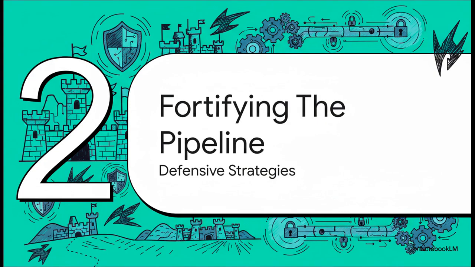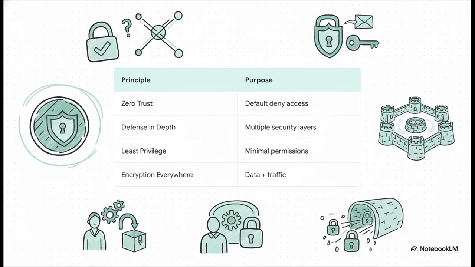All right, so we've mapped the terrain, we've identified the enemy's tactics. Now, it's time to build our digital fortress. This section is all about the specific, actionable, defensive strategies you need to fortify that pipeline. But hang on, before we get into specific tools, we have to get our mindset right. These are the foundational principles, the philosophy behind it all. Zero trust, that means you assume nothing is safe. You verify everything, always. Least privilege, simple. You only grant the absolute bare minimum permissions needed for a job, and nothing more.